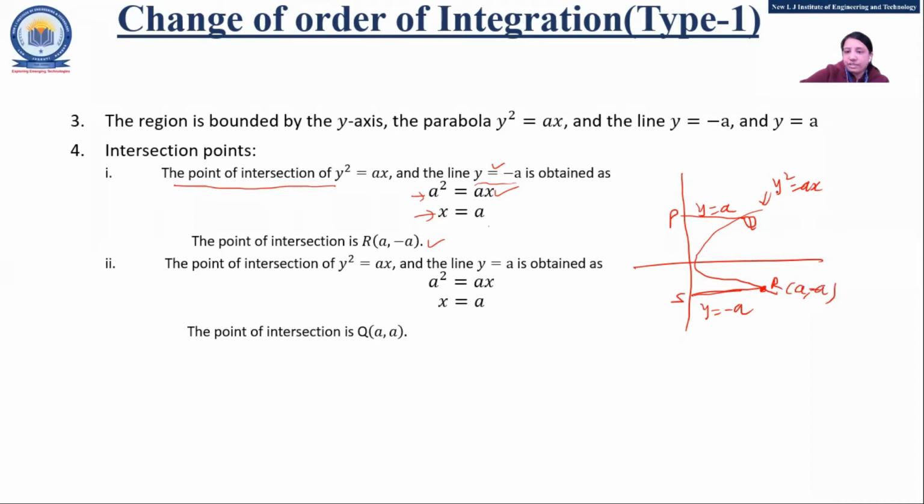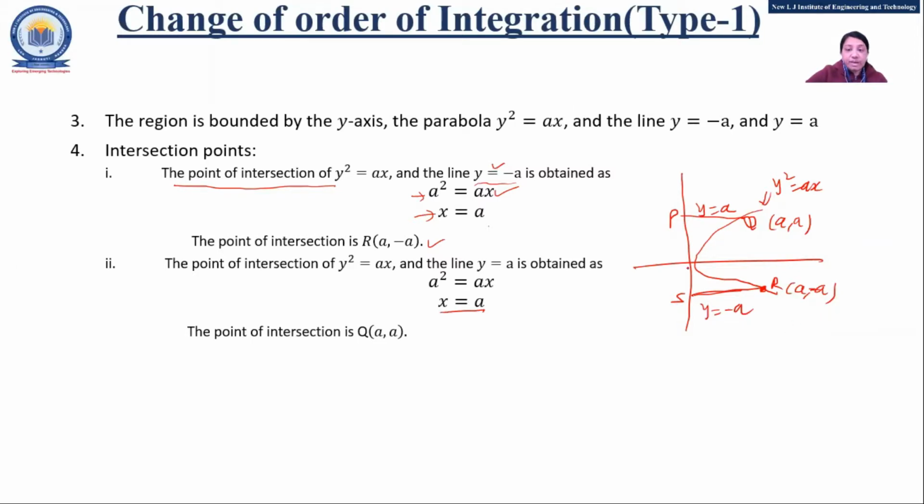Same way for this, which is y square equal to ax and y equal to a. So just x equal to a, it is given. So now what? Q equal to (a, a). Yes, correct, someone has written in the chat box. So it is nothing but (a, a). So my intersection points are R and Q, that is (a, a) and (a, minus a).